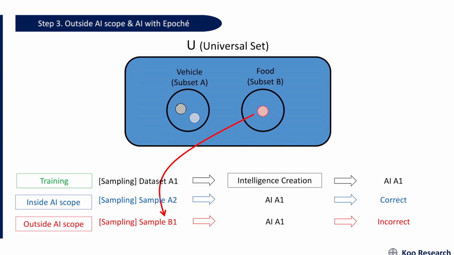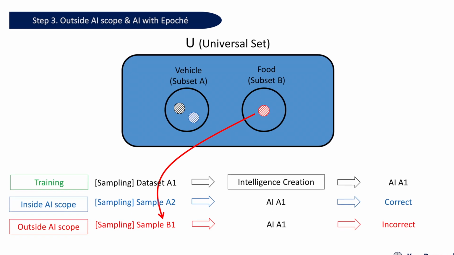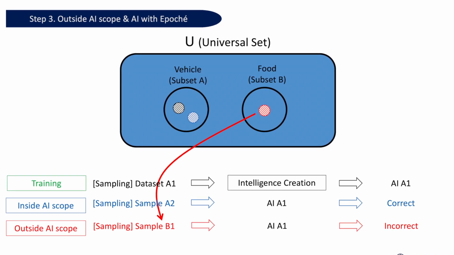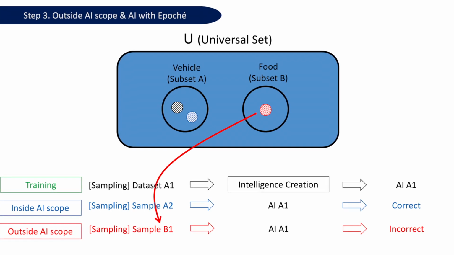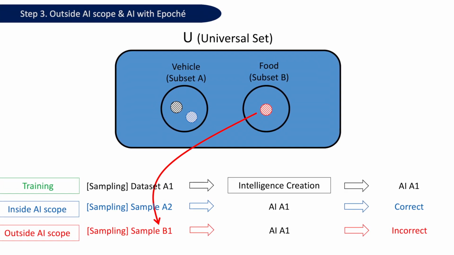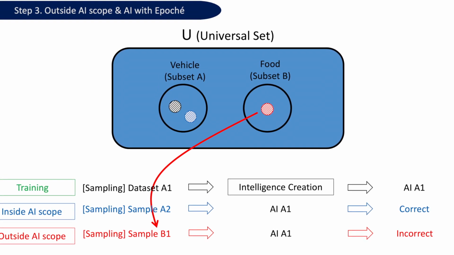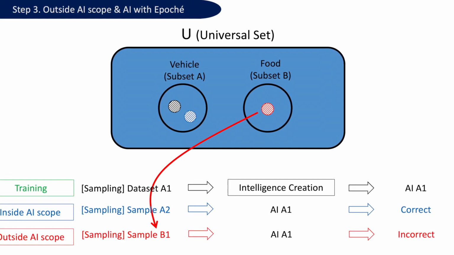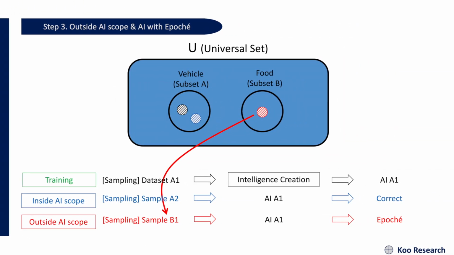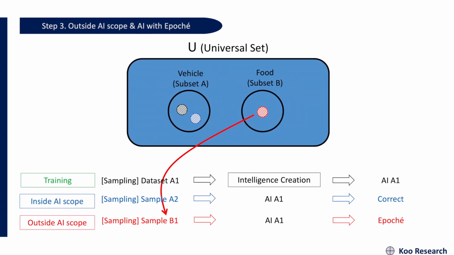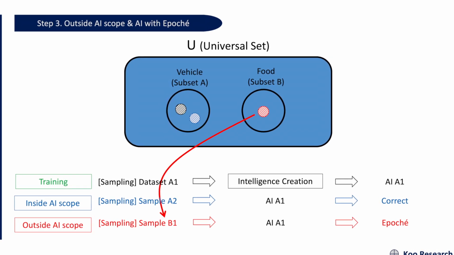For instance, in this figure, if AI A1, trained on dataset A1 with vehicle samples, assesses a sample B1 from subset B with food samples, it falls outside the AI A1 scope. Without metacognition, AI A1 cannot recognize sample B1 as outside its scope. Therefore, defining the outside AI scope and detecting samples outside AI scope are crucial for accurate AI recognition.